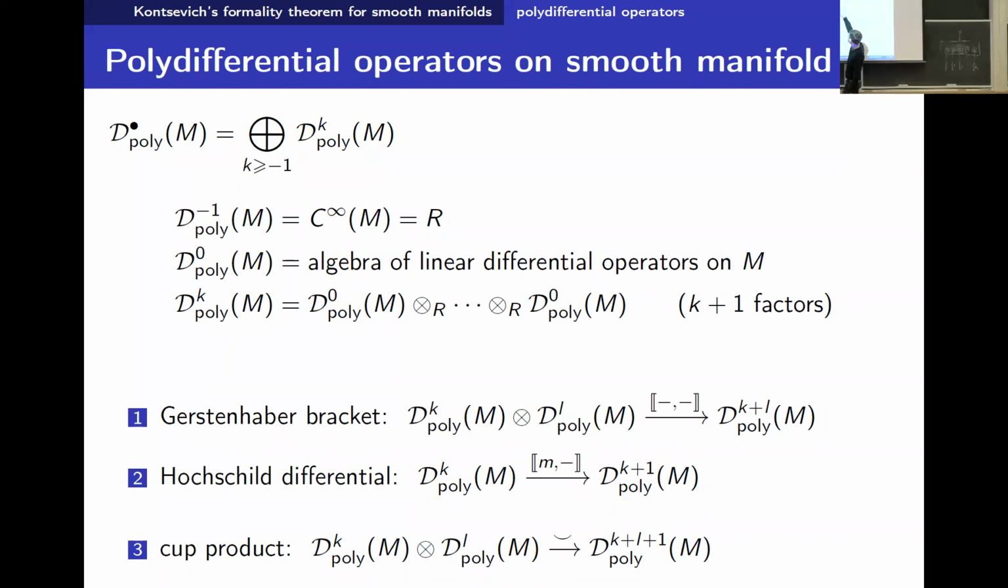Right, so you've got k copies of the algebra D0. Then you multiply the k outputs. So I'm going to write m for the multiplication. And that produces a single function. And actually, you're allowed to take a sum of such things. Right? So that's why D_k poly is this tensor product over R, where I think of D0 poly as a left C infinity of M module. R is the ring of smooth functions on the manifold M.